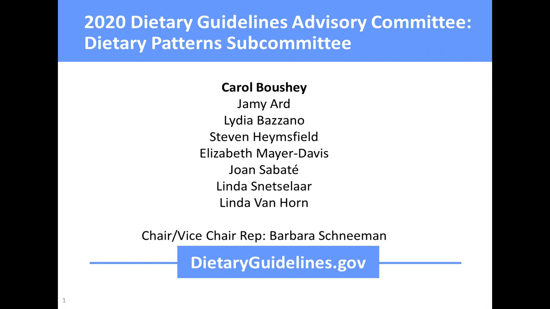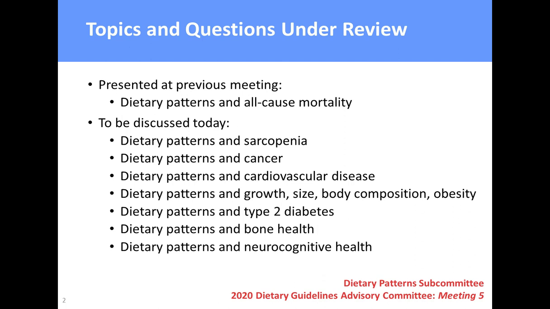It's great to have this opportunity to share the work of the Dietary Patterns Subcommittee. We're all listed on this first slide. So the topics, the questions, the dietary patterns and dietary patterns and all-cause mortality were discussed at the last meeting. So today we will cover the evidence for the questions on dietary patterns and sarcopenia, cancer, cardiovascular disease, growth, size, body composition, and risk of overweight and obesity, type 2 diabetes, bone health, and neurocognitive health.